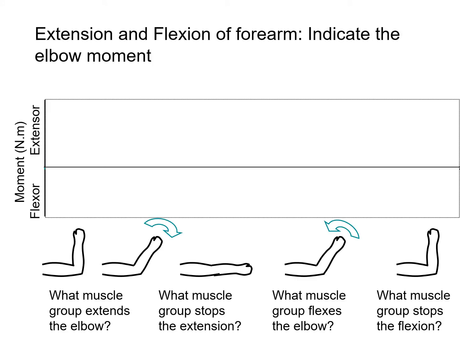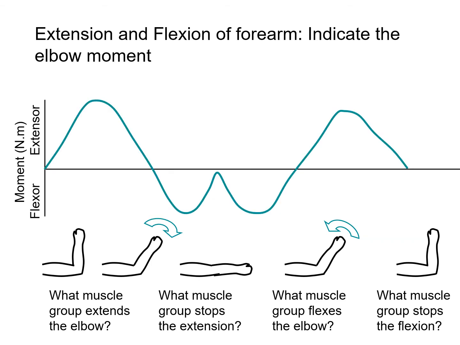So let's take a quick look at when we say equilibrium, what are we really talking about? And how can we use this to determine the muscles that are used in movement? So let's take a look at a simple arm curl, okay? Extension and flexion of the forearm. Let's indicate the elbow movement, all right?